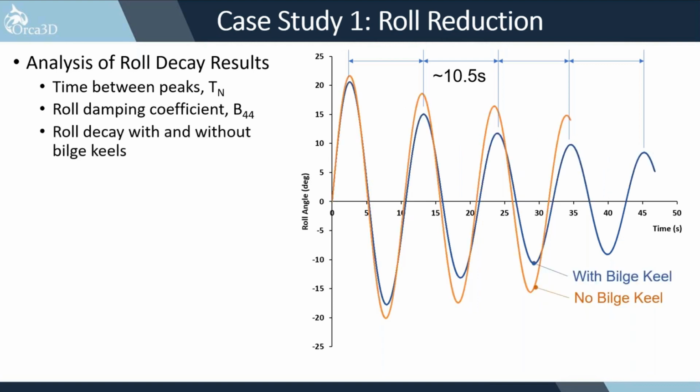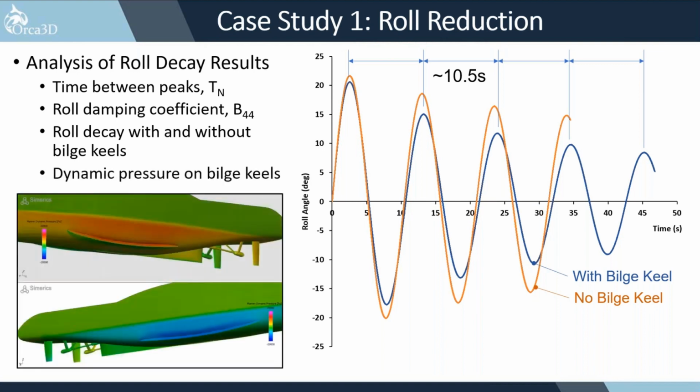And of course, you can compare the roll decay behavior both with and without bilge keels. So here in the blue, we have our with bilge keel, and in orange without bilge keels, and you can see how much more quickly the damping occurs with the bilge keel. So you can clearly get a feel for the magnitude of the effect of the bilge keel damping.